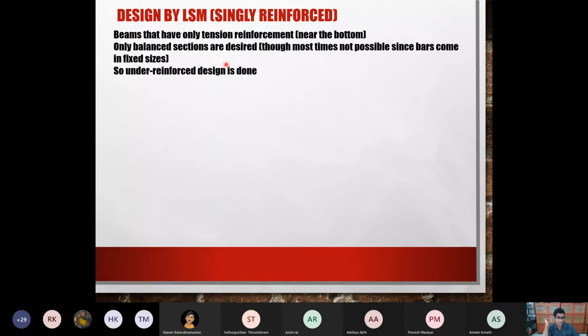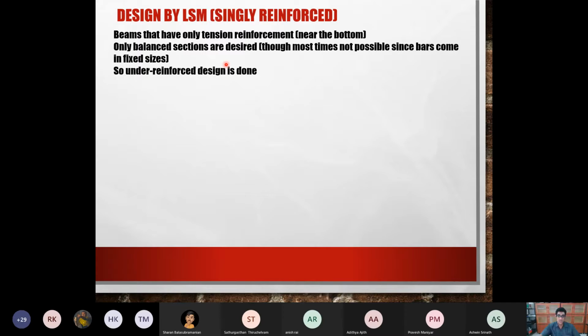A lesser amount of steel is under reinforced, and a more amount of steel is over reinforced. Yeah, that's right. A lesser amount of steel is under reinforced. If you give more than what is balanced, it is over reinforced.